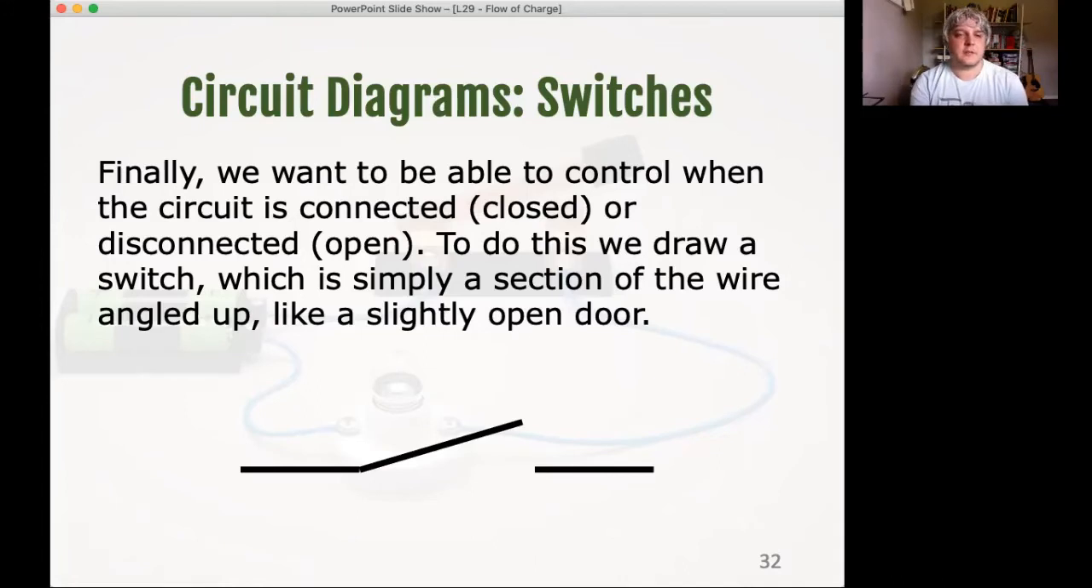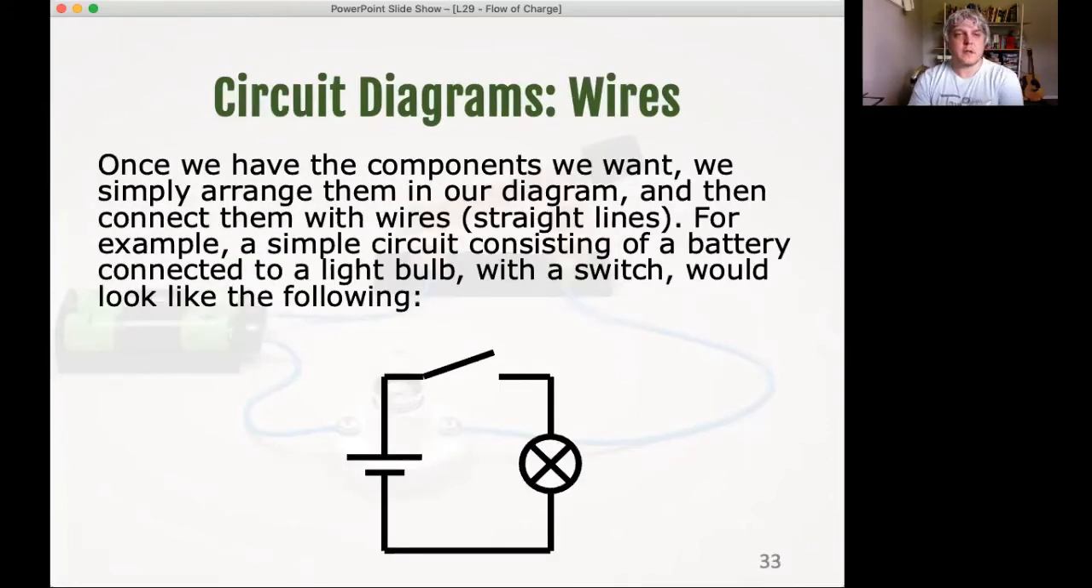Same thing in a little DC circuit. We draw it just like that, with one section of the wire just slightly open, like a slightly open door, and that just shows that the circuit isn't completed. There's no way for the current to flow.